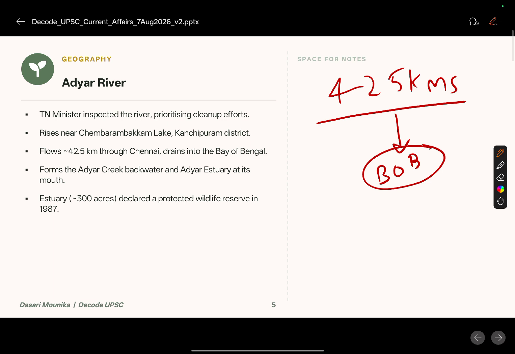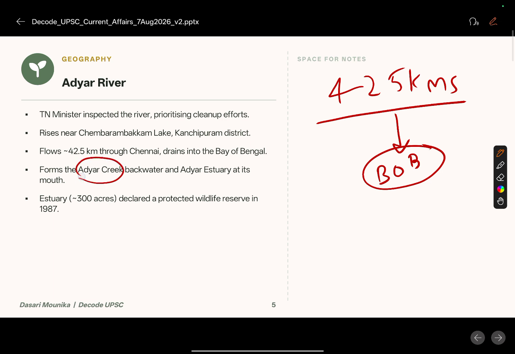So where it is located: it rises from Chembarambakkam Lake in Kanchipuram district, flows approximately 42.5 kilometers in the Chennai area and drains into the Bay of Bengal. So it forms the Adiyar Creek backwater and the Adiyar estuary.